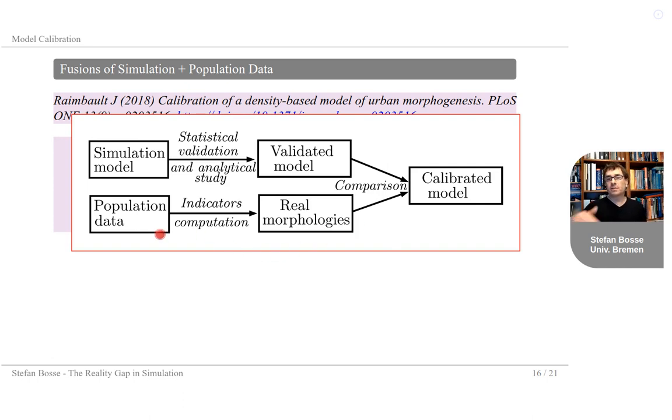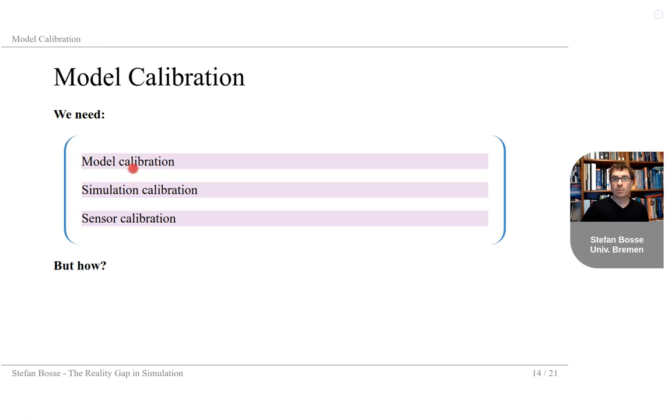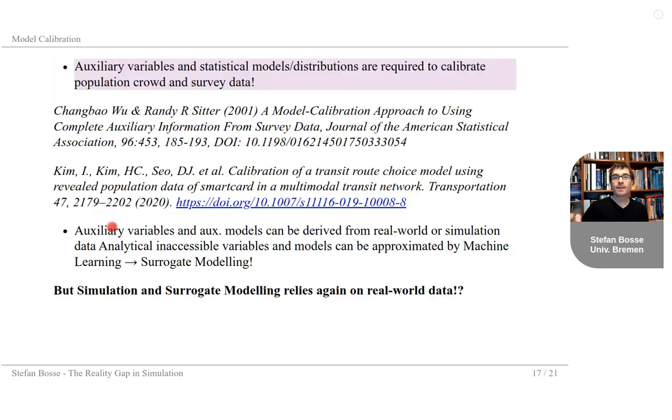But it still depends on errors in the population data, and the simulation model relies on real-world data too. So in the second step, auxiliary variables and statistical model distributions are required to calibrate population, crowd and survey data. This means we have to do model calibration, but we do have to do sensor calibration too. Here are two works by Changbo, a model calibration approach using complete auxiliary information from survey data, and from Kim, calibration of a transit route choice model using revealed population data of smart cards in a multi-modal transit network.